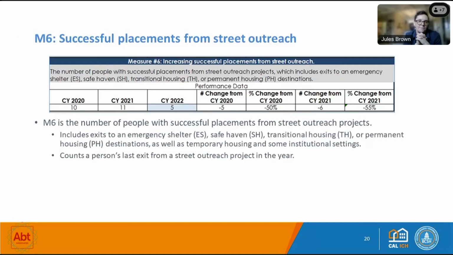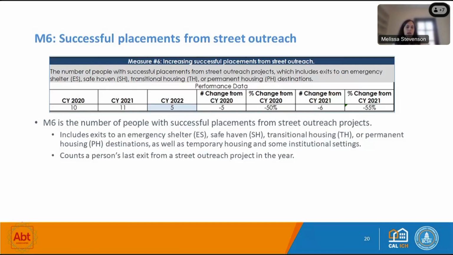Thanks. So measure 6, that's the last of the main six performance measures, is successful placements from street outreach projects. So it is somewhat of a subset of that measure 3 system exits. There are some slight differences in the way it's calculated, but we're just looking at placements out of street outreach projects.